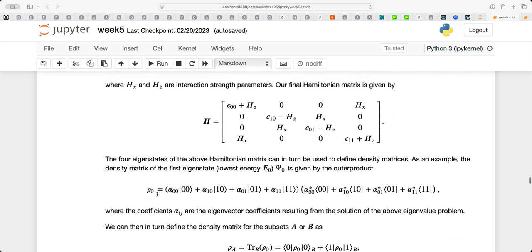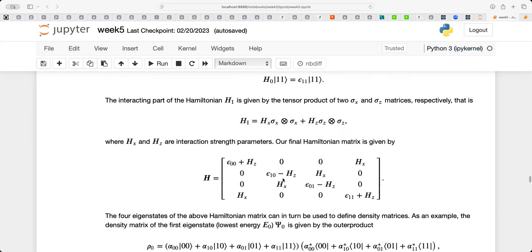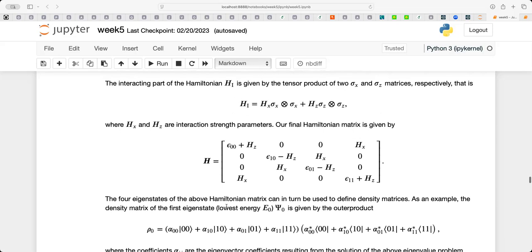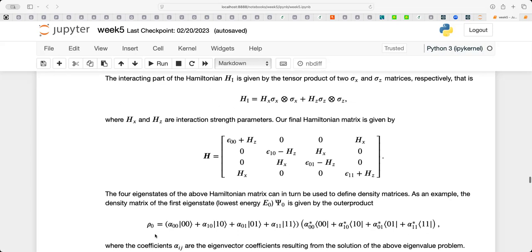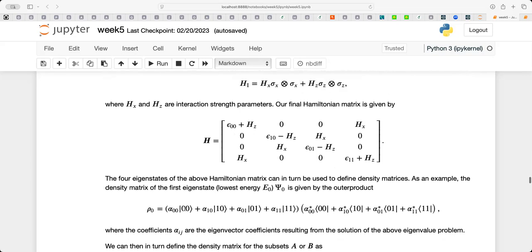And I can now calculate the density matrix of, let's say, the ground state. So this is a 4x4 Hamiltonian, so I will have 4 eigenvalues. And what I could do now is to calculate the density matrix of the ground state of the 2-qubit system. And that is just defined. So when I diagonalize, I will get a solution which is a linear combination of these coefficients.